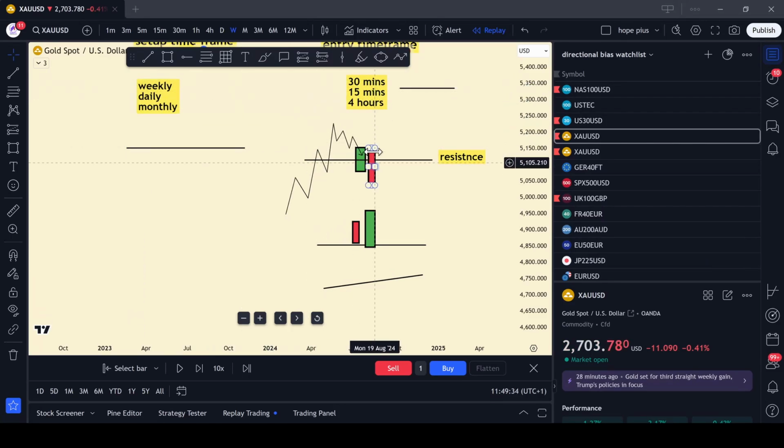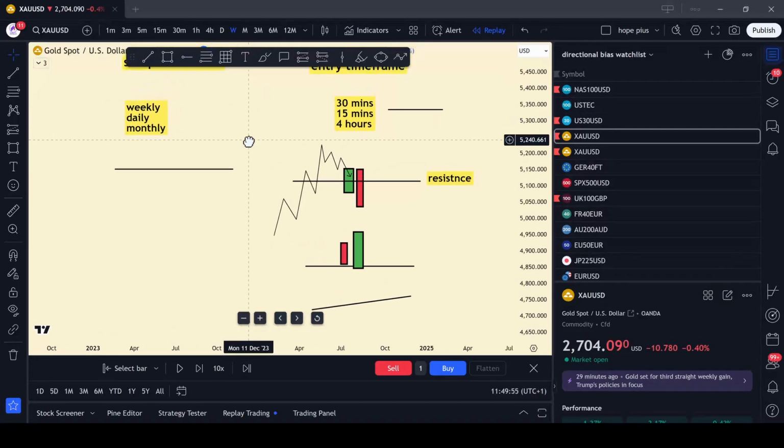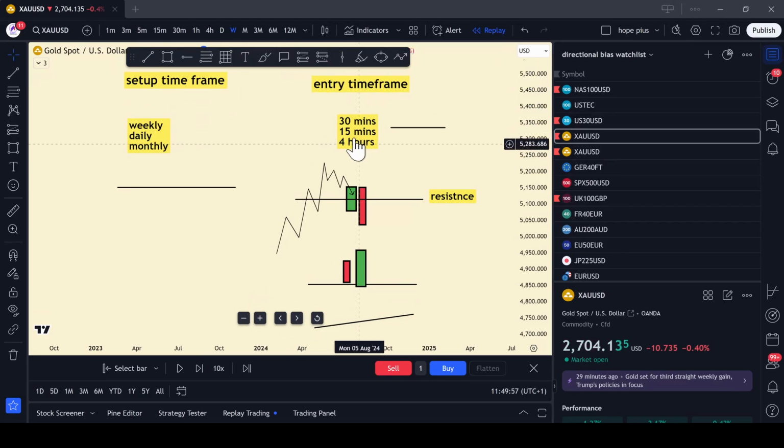So what are you looking for when your line is on the weekly? On the 30 minutes, you are looking for engulfing, only on the 30 minutes. Don't go below 30 minutes for weekly. Don't go to 5 minutes for weekly. And if it's on the daily, where you marked out your opening price as your support and resistance level, your entry time frame is only 15 minutes. There are different ways. It's not only engulfing. It could be a change in market structure, whatever you want to use.